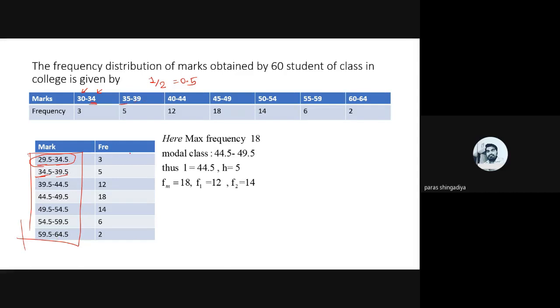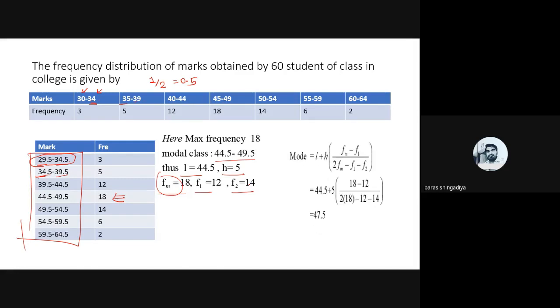And here we can use the formula of mode. There will be no change in frequency after using this technique. The maximum frequency is 18. Decide the model class, the value of lower limit, size, maximum frequency fm, then f1 and f2. Use them in the formula, and we'll get the answer, that is 47.5.